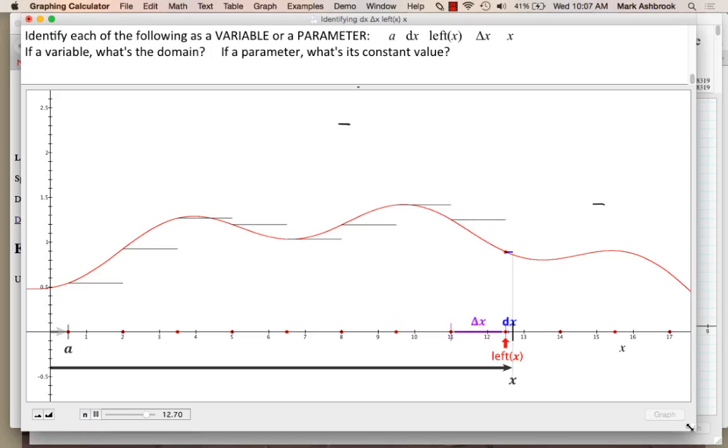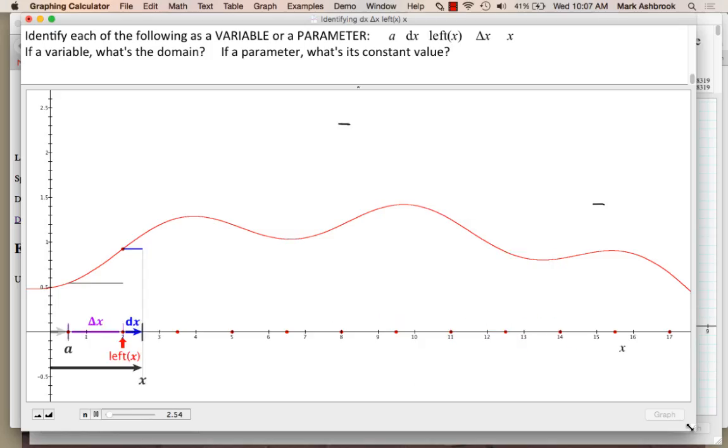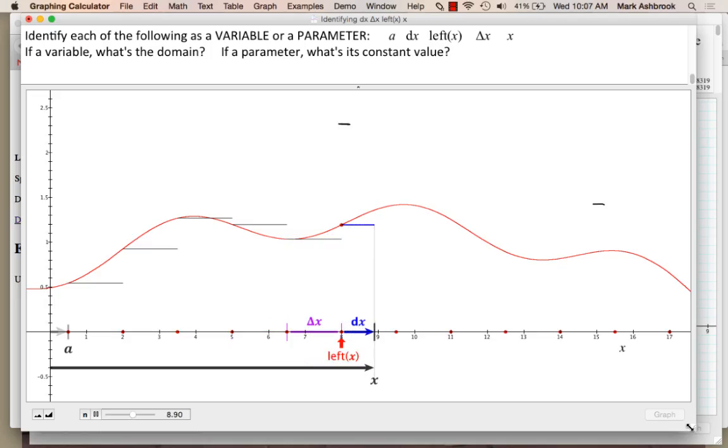All right, see that list up there? 5 different notations. Each one of those is either a variable, and we want to identify it as a variable and figure out what its domain is, or it's a parameter, so we want to identify it as a parameter and ask what constant value it has. So you can work together, take a couple minutes, identifying each one of those 5 notations as either a variable or parameter. If it's a variable, what's its domain? If it's a parameter, what's its constant value? Go. Work together.